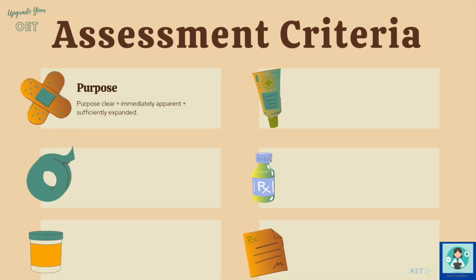But let's have a look at this criteria then. It's split 6 ways. The first one is purpose, and your job here is to make sure that the reason you're writing, the purpose, is clear straight away. It's apparent from your opening paragraph, and then it's sufficiently expanded in the rest of your letter.